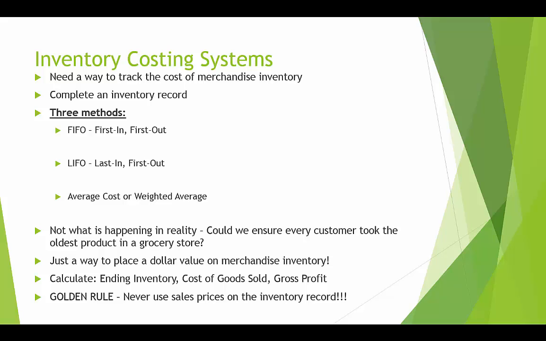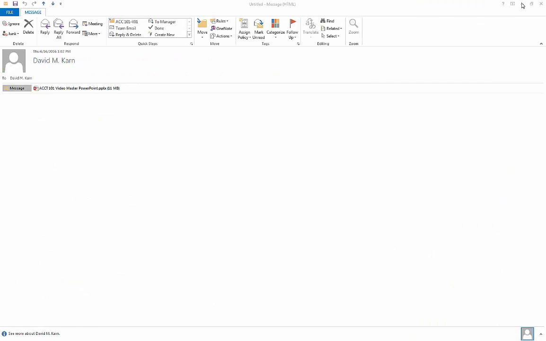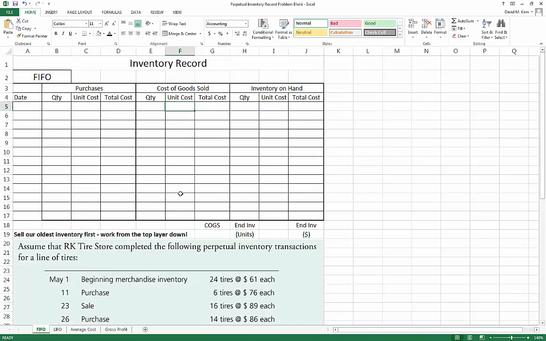Okay, so that's really the only slide we have for that information. Let's go ahead and get rid of this here. Here is our inventory record, and basically it's set up with a date column, where we have our purchases, and then how much quantity we bought, at what cost, for the total cost. So we simply multiply these two columns together to get that information. Same thing for our cost of goods sold, quantity times cost is our total cost, and how much inventory we have on hand, quantity times cost is total cost.